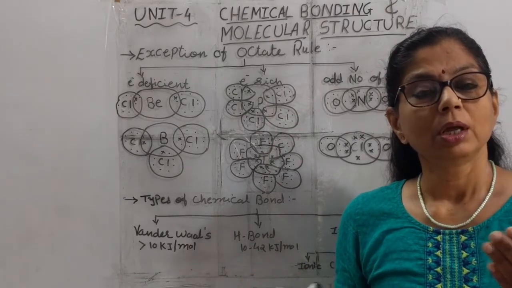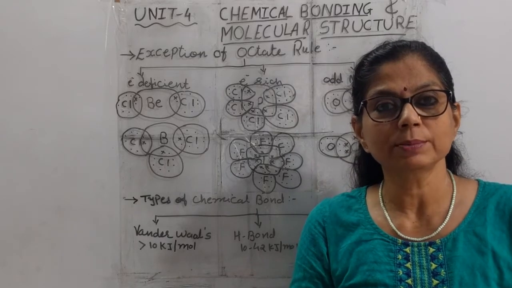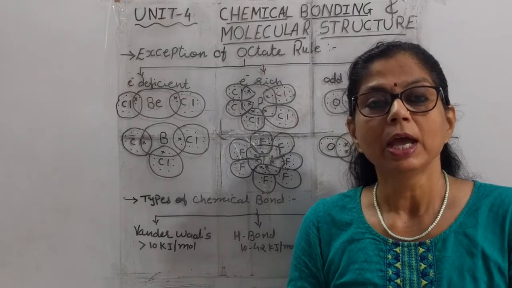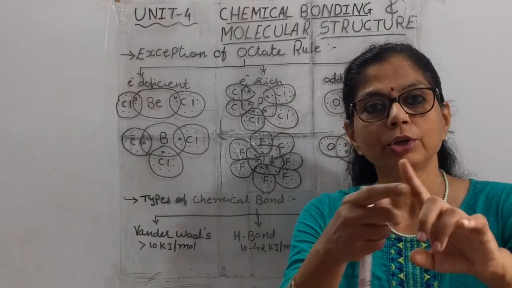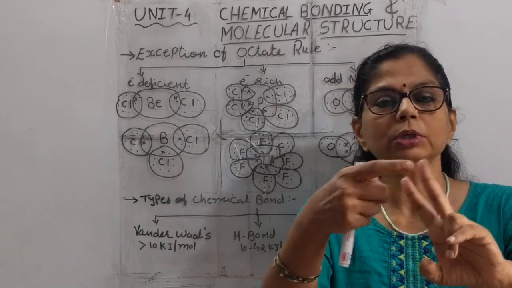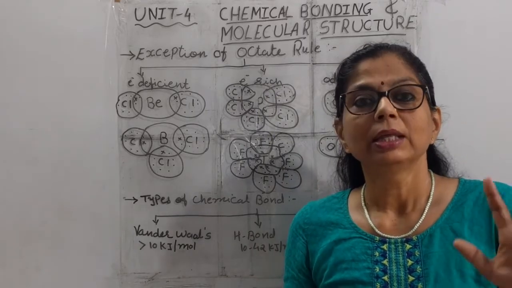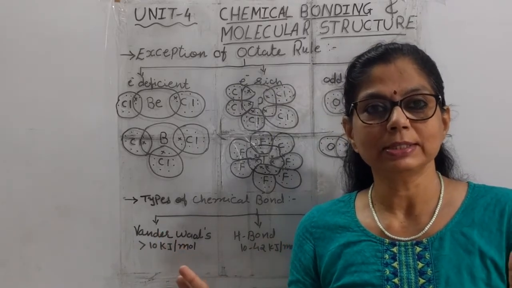Iodine and fluorine are both of the same family, that is, both are of the halogen family: fluorine, chlorine, bromine and iodine. So both are members of the same family, and both have 7 valence electrons.